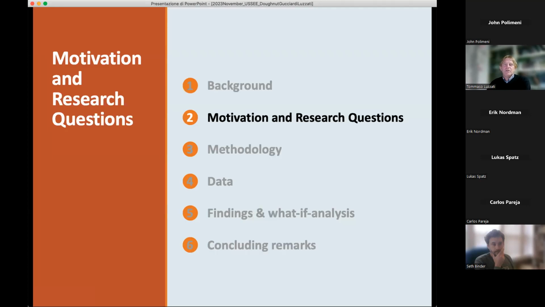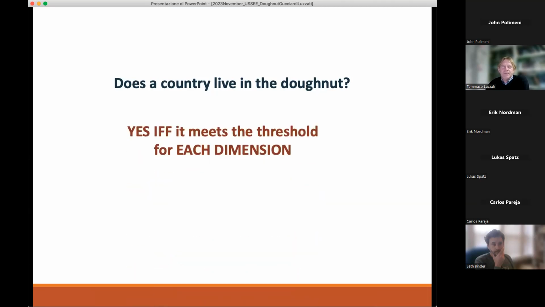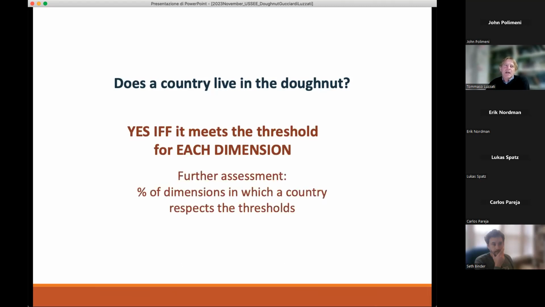And so the motivation, the research question of our paper is to answer this question: does a country live in the donut? According to Kate Raworth's approach, the answer is yes, only if all thresholds are met for each dimension. Now, some relative assessments have been done by considering the percentage of dimensions in which a country respects the thresholds.